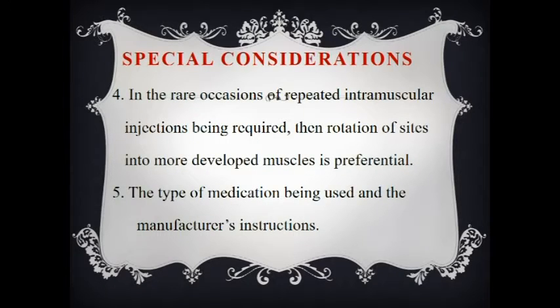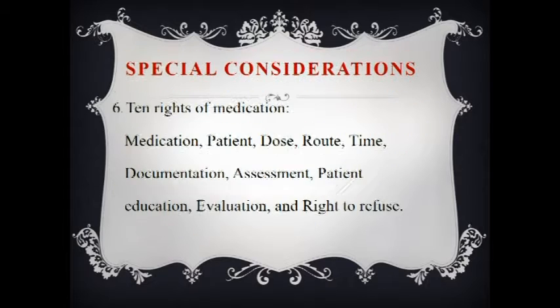In the rare occasions of repeated intramuscular injections being required, then rotation of sites into more developed muscles is preferential. The type of medication being used and the manufacturer's instructions matter. The 10 rights of medication are very important: medication, patient, dose, route, time, documentation, assessment, patient education, evaluation, and right to refuse.